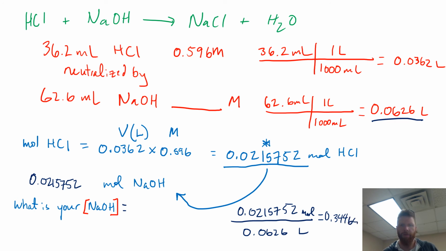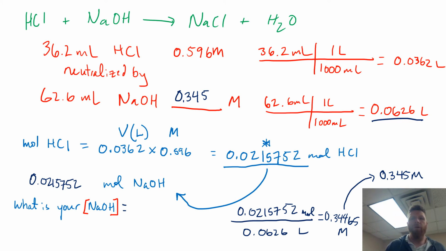0.34465 molar. Now that number we can rewrite, considering our number of significant figures, which is 3, as 0.345 molar. So 0.345 molar sodium hydroxide. So that's how you would do that sort of calculation.